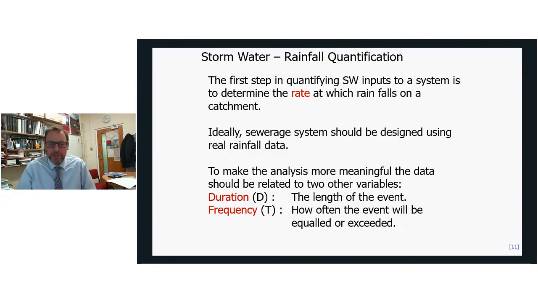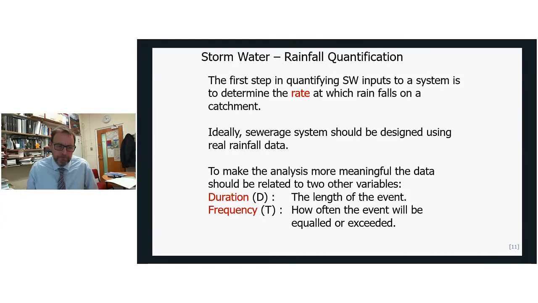Ideally, sewerage systems should be designed using real rainfall data. To make analysis more meaningful, the data should be related to two other variables. So you can't just talk about intensity. You have to think about the duration of the rainfall event, so that's the length of it, and also the frequency, so that's the return period of that rainfall event.